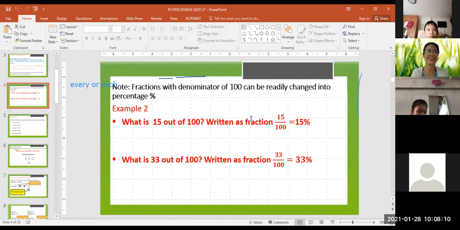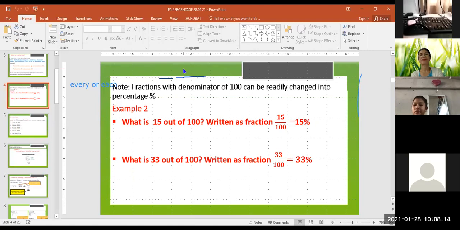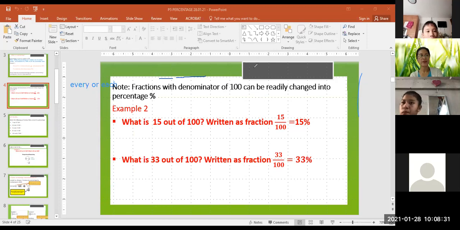Okay. So how do we actually write it? It's very easy when you are converting a percentage into a fraction and a fraction into a percentage. So this time we say that 15 out of 100 can be written as a fraction there. Now, how do we do that?